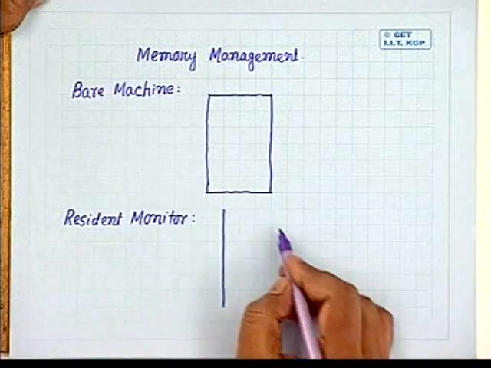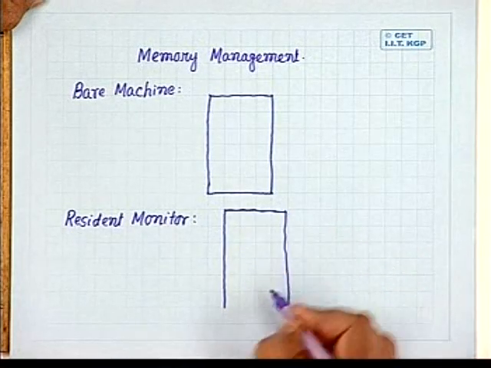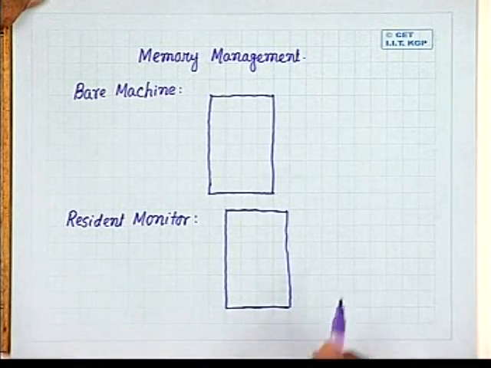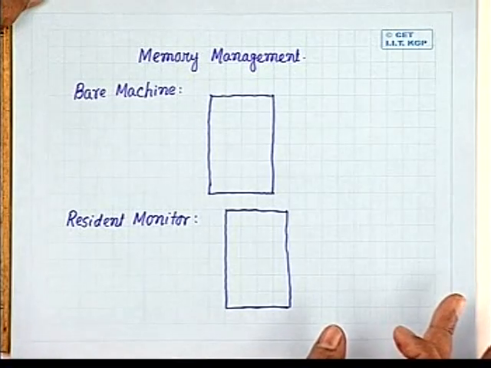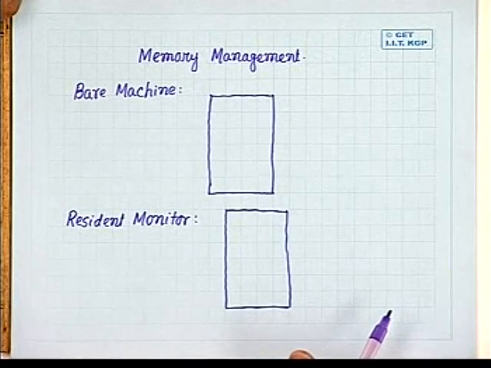So the type of memory that I am talking about here, these are all main memory. This is not a secondary memory. In the case of a resident monitor, a part of the memory is always occupied by a part of the operating system, which is called the monitor part of the operating system, because every portion of the operating system need not be there in the main memory always.